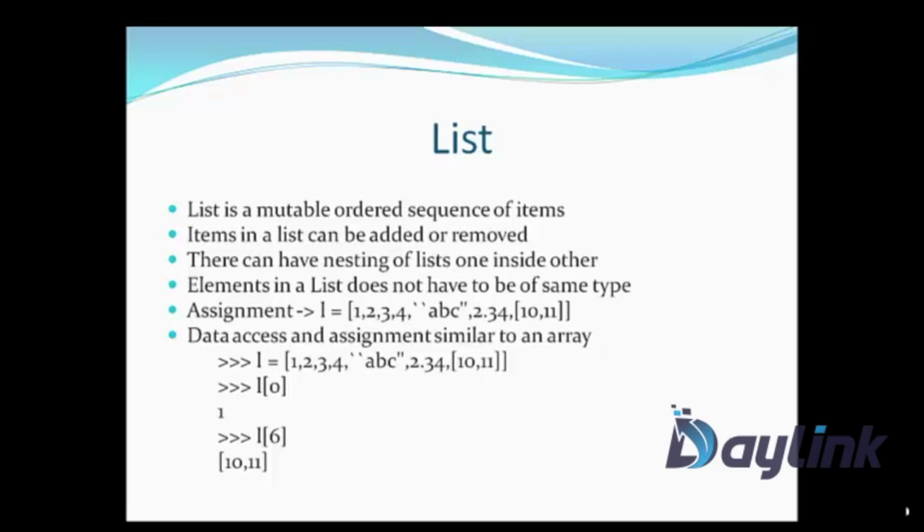Data access and assignment are similar to an array: L = [1, 2, 3, 4, 'ABC', 2.34, [10, 11]]. So we print L[0], so the value is 1, which is index 0. And then we print L[6], then the answer is [10, 11], which is index 6.